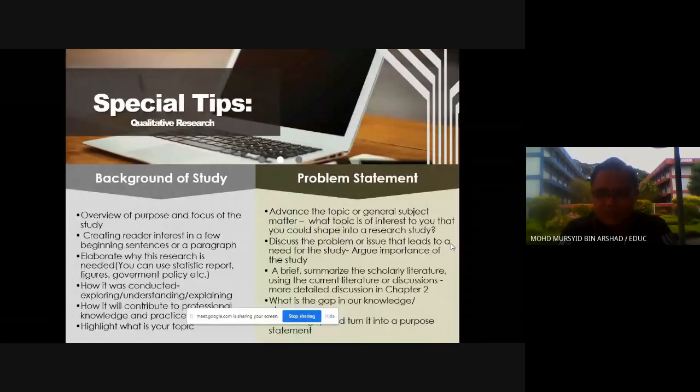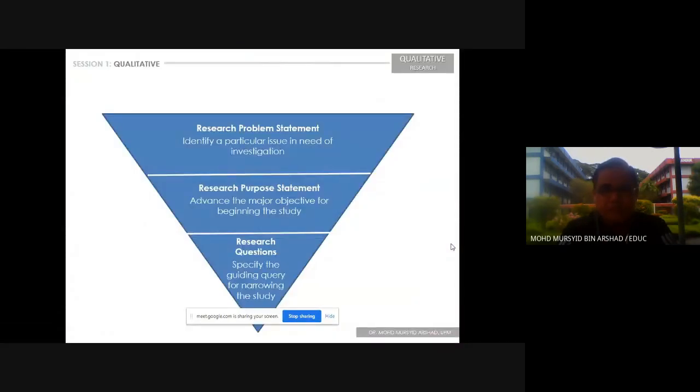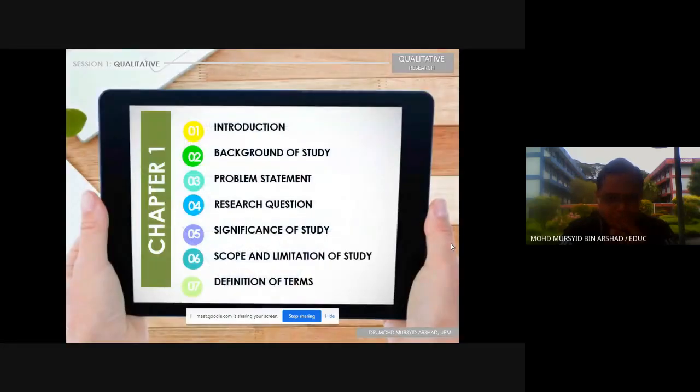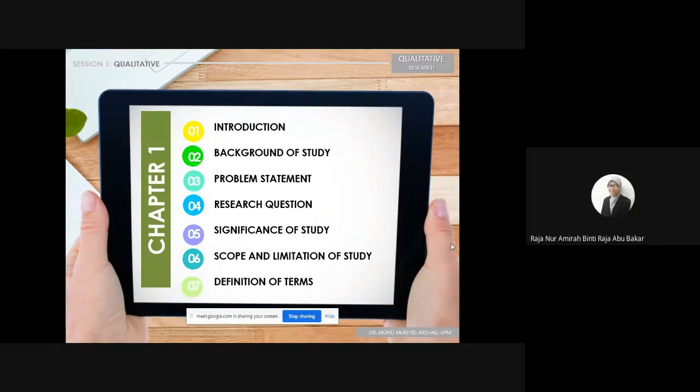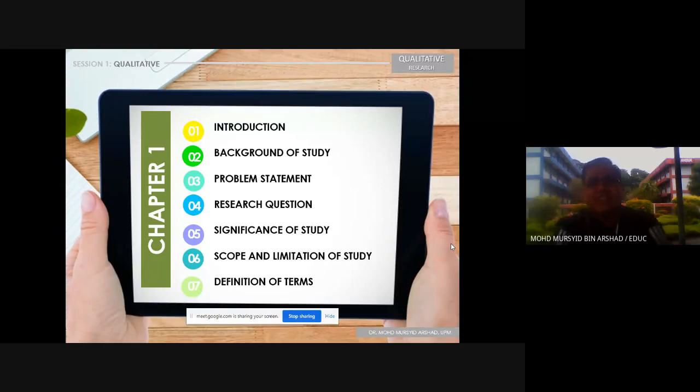All right. So clear for the background study? Any question? Any question for the background of study? Is it clear? Hello? Yeah, is it clear? Yeah, Doctor. All right, good. Yes, clear. Yes, doctor. Clear. All right. Okay, if you have any question, no problem. You can ask me.